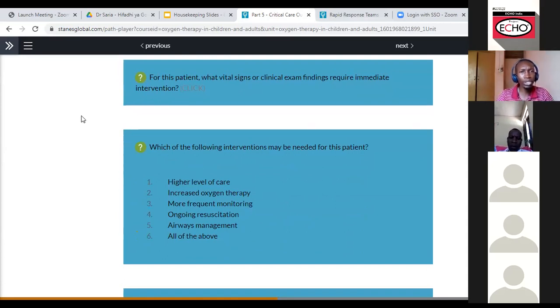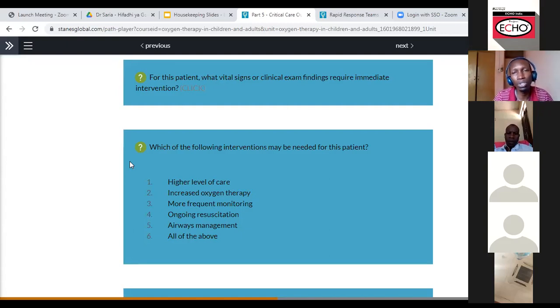And here is which of the following interventions may be needed for this patient. Okay, so again, a choice. Higher level of care. That means if you are in a lower health care level, you don't have maybe an ICU, probably yes. It's too severe, probably it's already in shock. Comatose, probably that disease might be something that needs intubation to continue mechanical ventilation, which you might not have in your center. So probably yes, higher level of care.